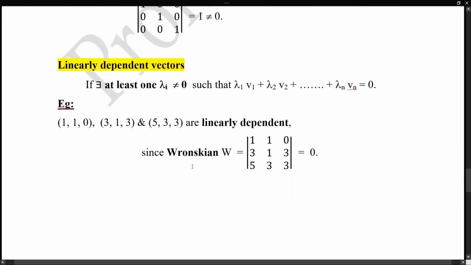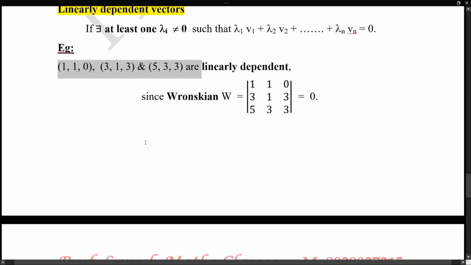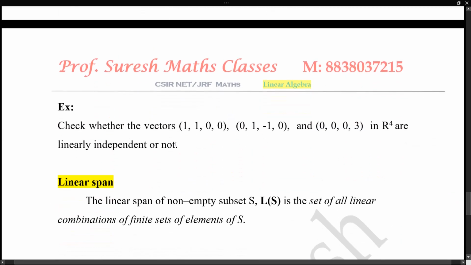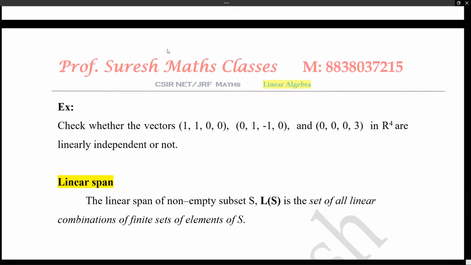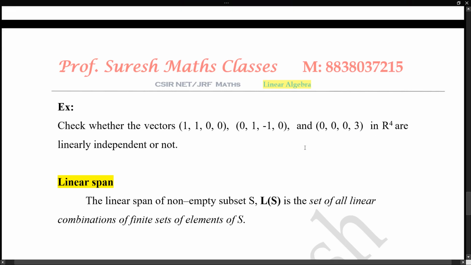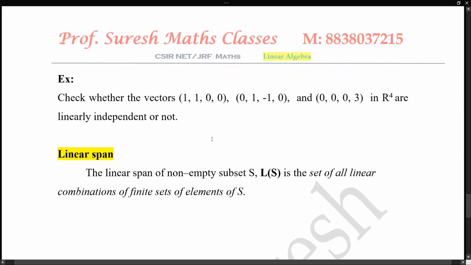So for example, take this, I use the second method, the Wronskian. Find out the determinant, as usual we get 0. So these three vectors are linearly dependent. Exercise to this: for 3 vectors in R4, we cannot form a determinant, so use the first method, I mean the linear combination method. Multiply with the scalars and put equal to the 0 vector, then check whether they are linearly independent or dependent.